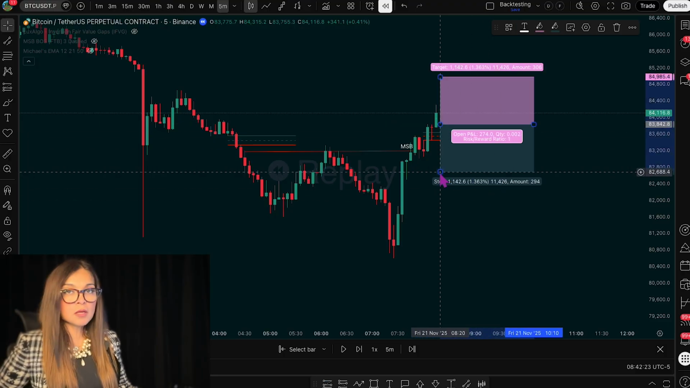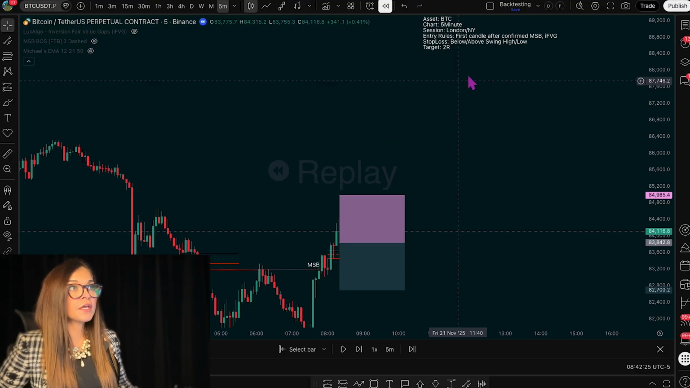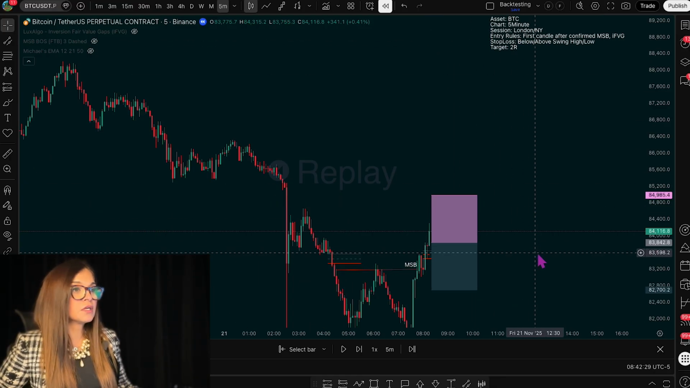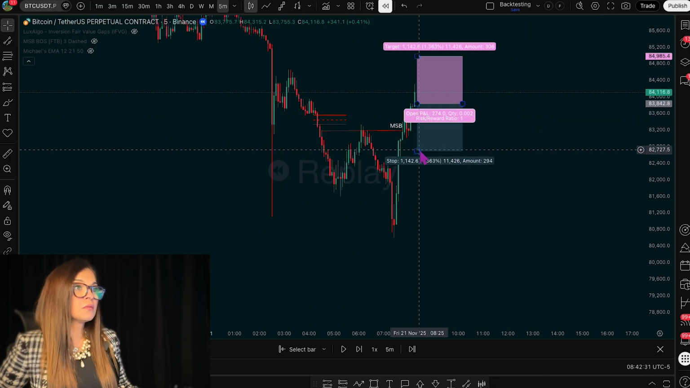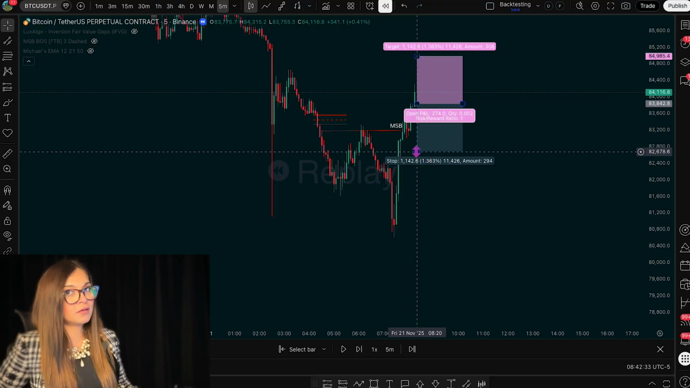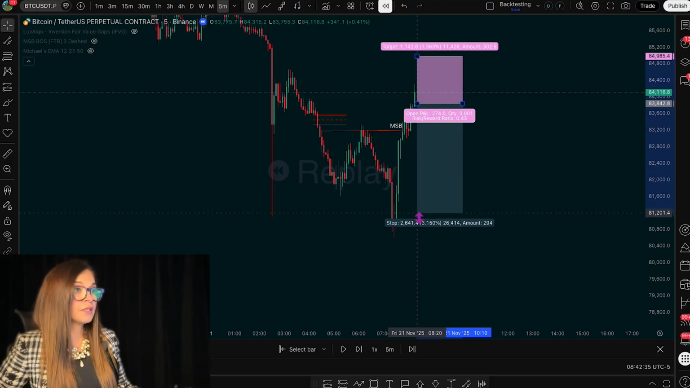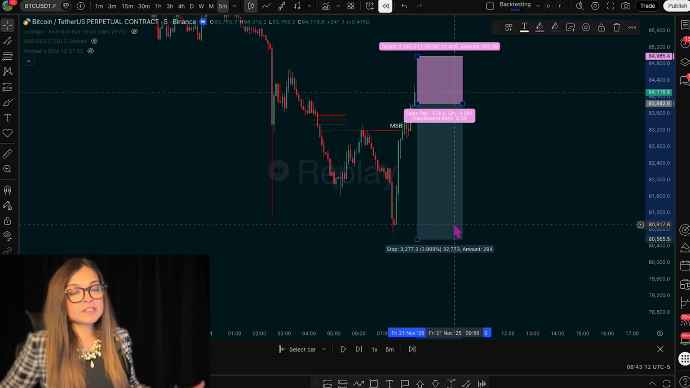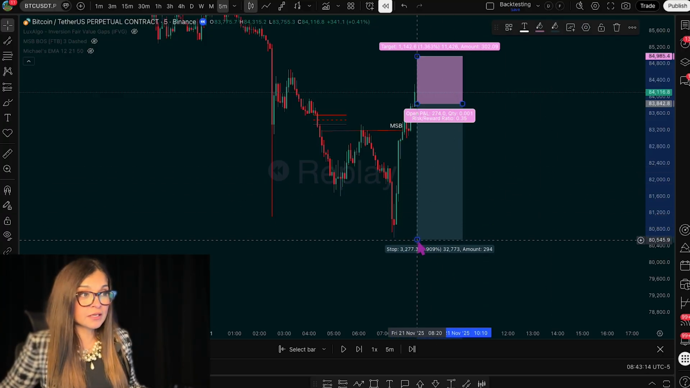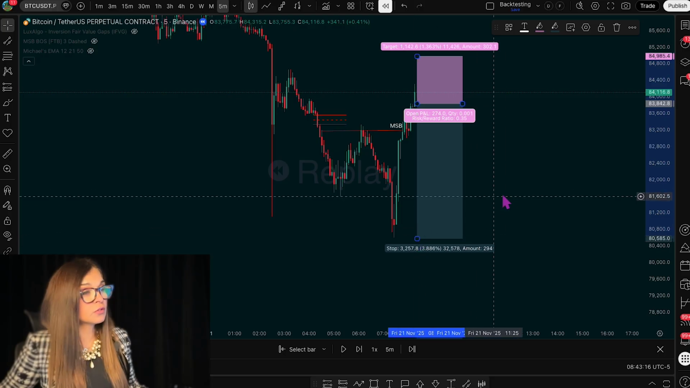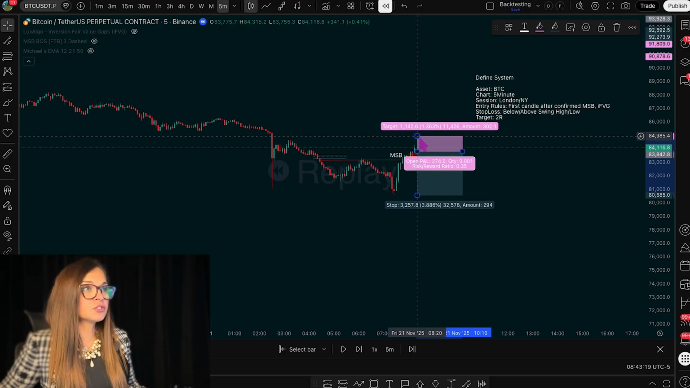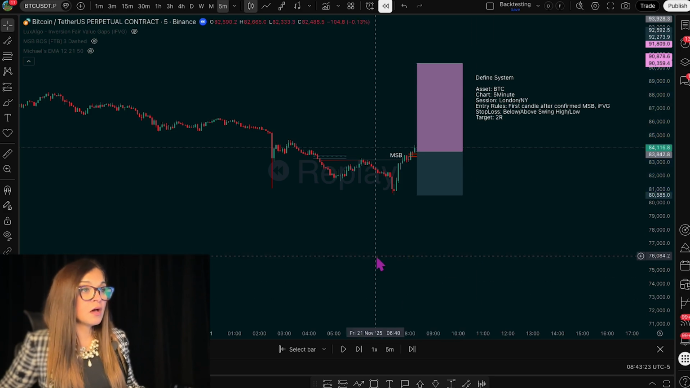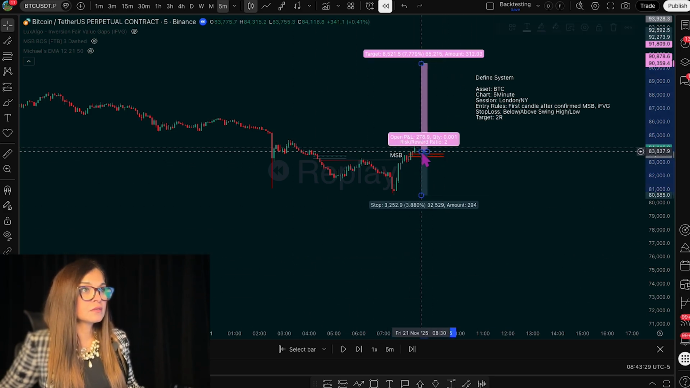My stop loss would go below or above the swing high or low. In this case, it's going to go below the swing low, so that would be over here. That's a huge stop loss, but for the sake of the backtest, we're going to put it exactly where we said, on this swing low. And we're going to target a 2R. Now we're going to play and see how it goes.